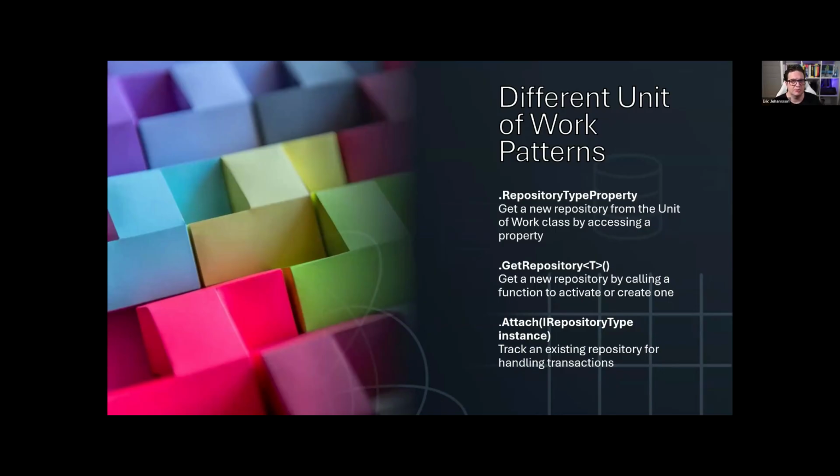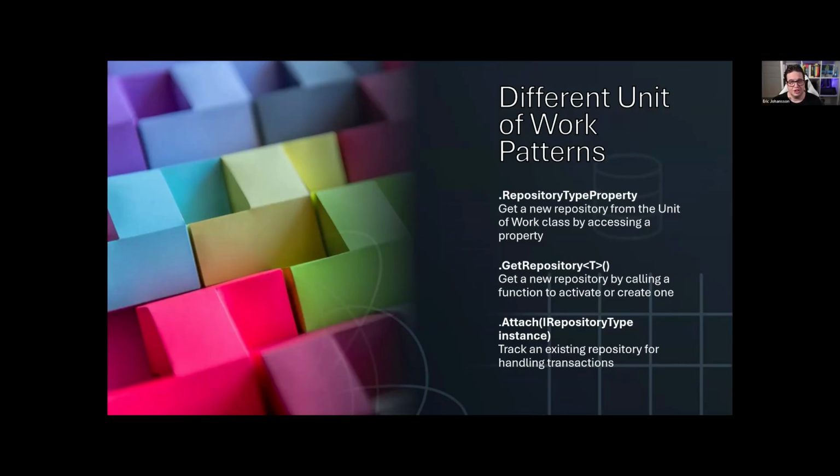Because you need to somehow connect your repository to your unit of work. And there are a couple of different ways. One is to have a repository type property. This means that I have my unit of work .todo repo, my unit of work .people repo, for example.